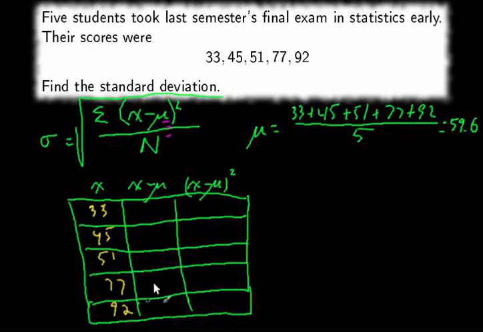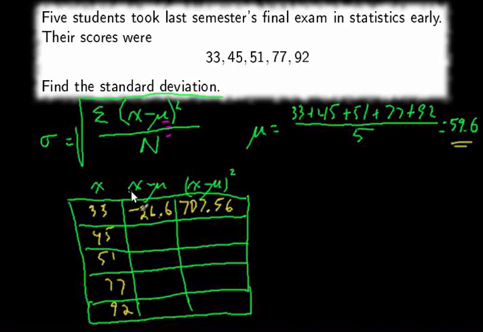77, and 92. So when x is 33, x minus mu, remember mu is 59.6, 33 minus 59.6 is negative 26.6. And then we can square it, and that's what goes here. So if we square that number, we get 707.56. Next, we have 45.